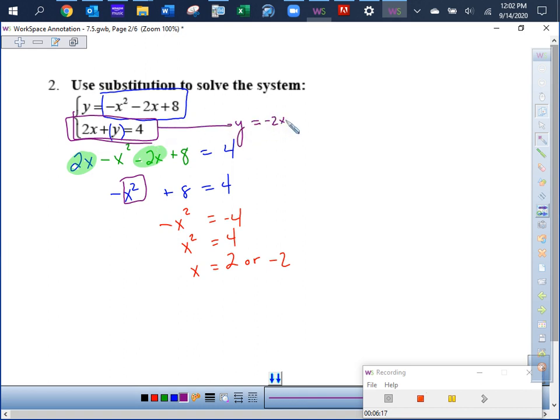Would you believe that y is negative 2x plus 4? You don't have to do that if you don't want to, but I think it's easier to figure out what y is if you solve this guy for y. So y would equal, put the 2 in there, negative 4 plus 4 more is goose, and 4 plus 4 is 8. So ordered pairs 2, 0, and negative 2, 8.